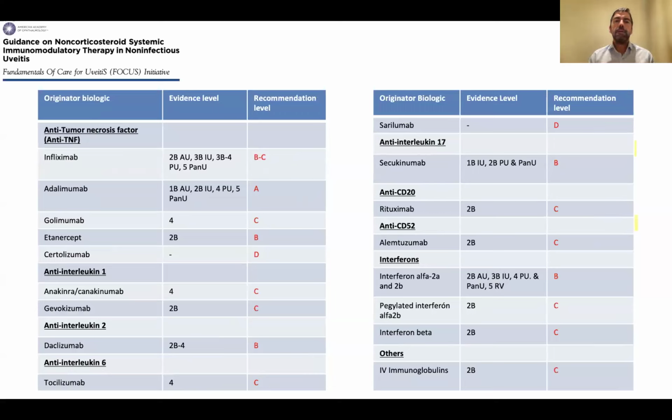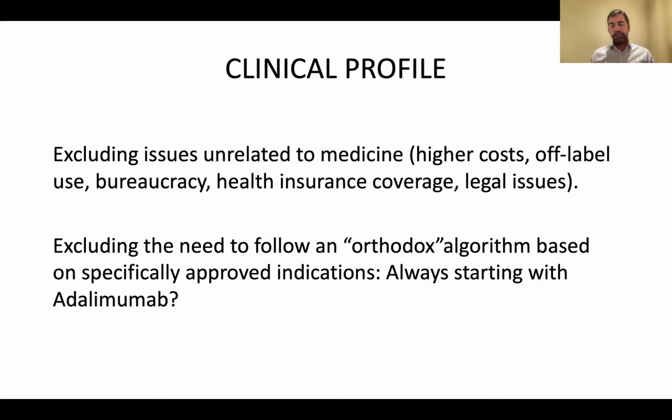The FOCUS initiative brings us these tables regarding all the available biologic agents with their evidence level and recommendation level at that point. Of course, the only one with an A recommendation level because of its approval and its RCTs was adalimumab, but there is an increased use worldwide of some of these biologic therapies, and now this has been extended throughout uveitis specialists.